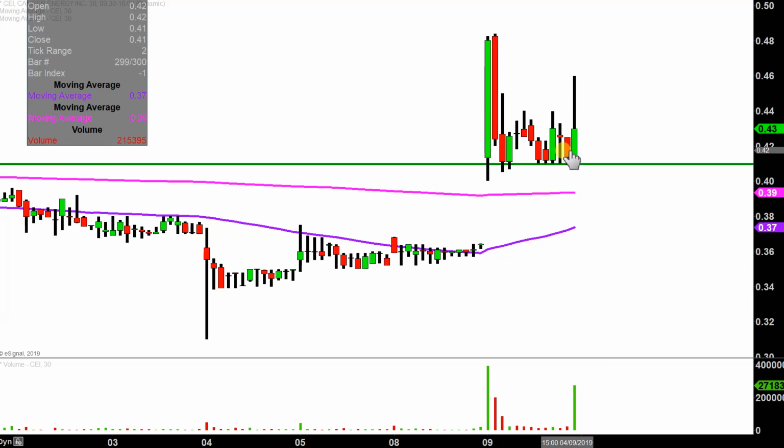Now, is that a do or die level? It's not. So it's not like if the price falls below 41 cents, then that implies the entire chart is destroyed or anything like that. But yeah, if the price could manage to stay up above it, that would definitely be a huge sign of power going forward.